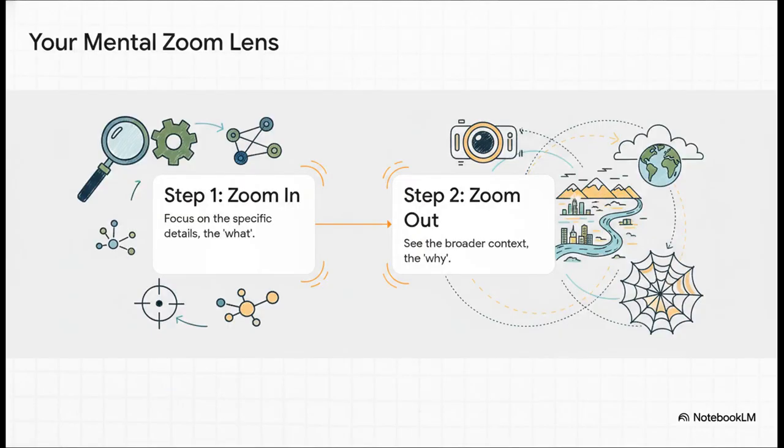So how does this whole lens thing actually work? Well, it's actually super simple. It's just two steps. Step one is zooming in. This is kind of our default mode, right? We're focusing on the what, the specific task right in front of us. But the real magic, the real power, comes in step two, deliberately zooming out. That's when we see the bigger context, the why behind everything we're doing.